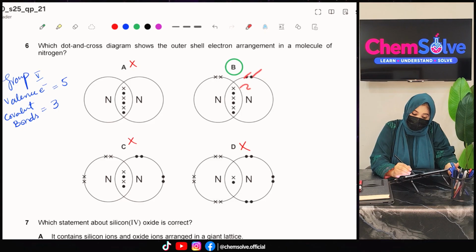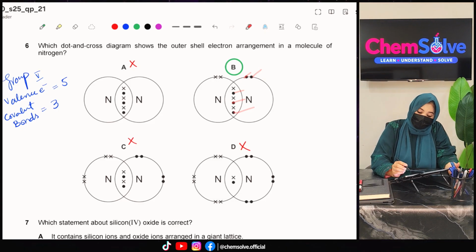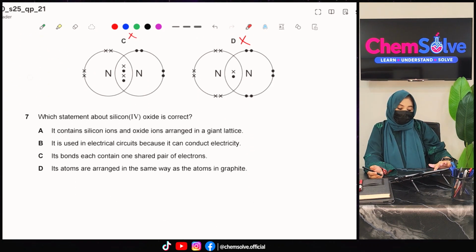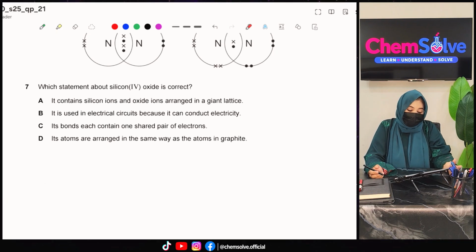This nitrogen has 1, 2, 3, 4 and 5 electrons, and the left hand side nitrogen has 1, 2, 3, 4 and 5 electrons. So both nitrogen atoms have 5 electrons. That's how option B is our correct option. Now move towards question number 7.